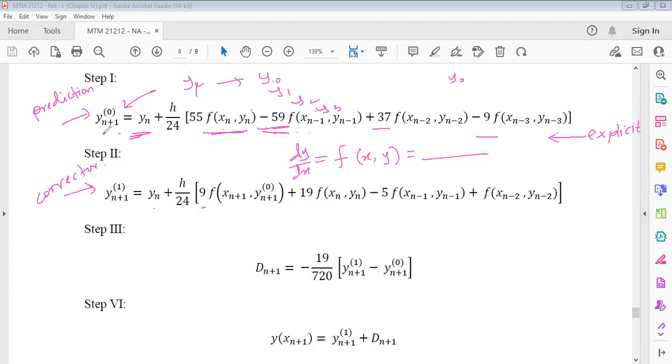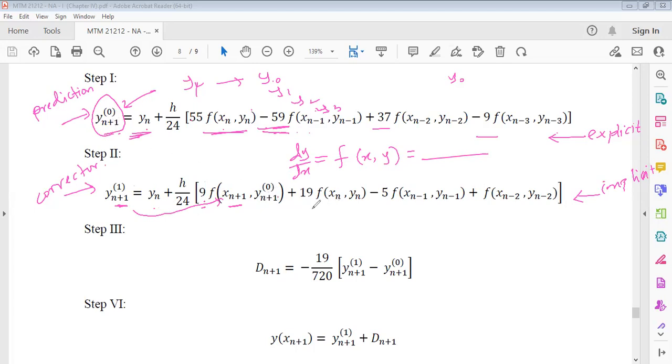That's all. First of all, you have to find the 0th of yn plus 1. Then the corrector says yn plus h over 24, 9 times f of x n plus 1. We already have n plus 1, but n plus 1 is also inside the equation. That's what we call the implicit case. They are modifying from prediction to corrector, so whatever value you put here, you have to put yn plus 1.